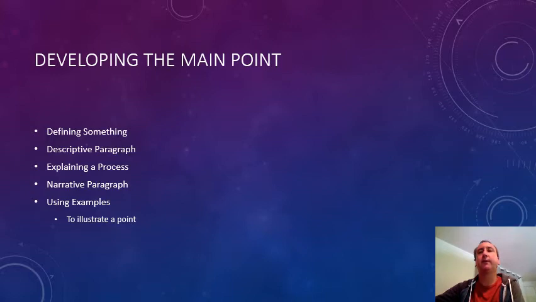All right, here's another chunk of ways that we can use to develop the main point, different types of paragraphs. Defining something is probably the most common. If you're going to have a standard paragraph that you use in this example, you're probably going to define something. Your topic sentence will have the thing you're defining, and then you'll spend the sentences after that describing what you're defining.